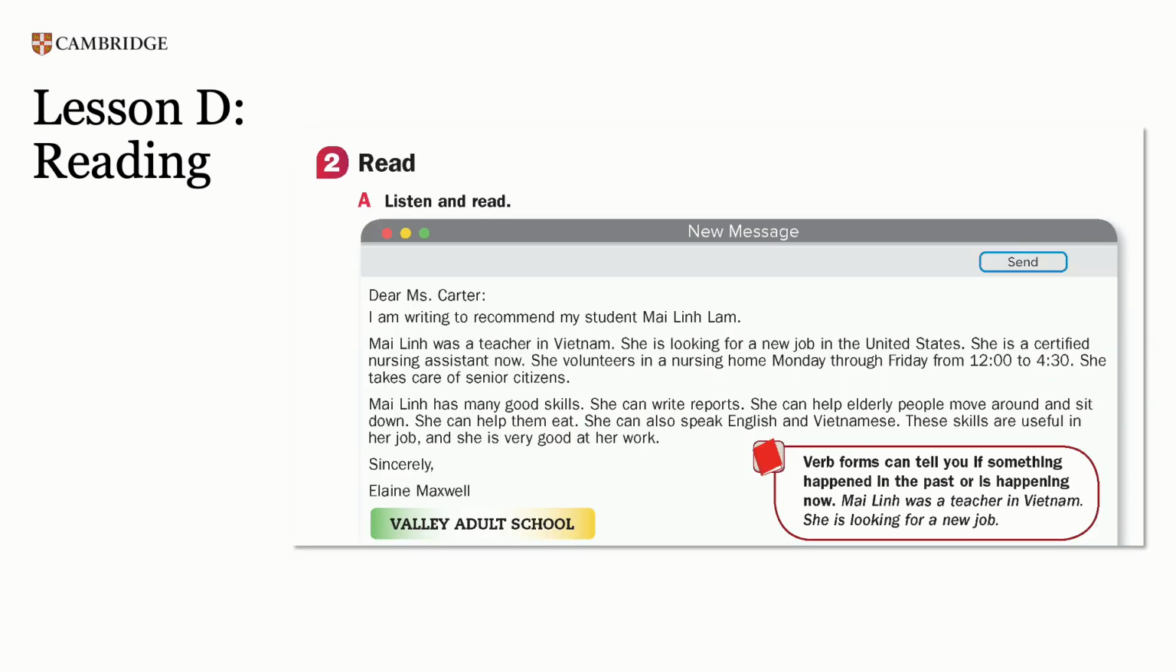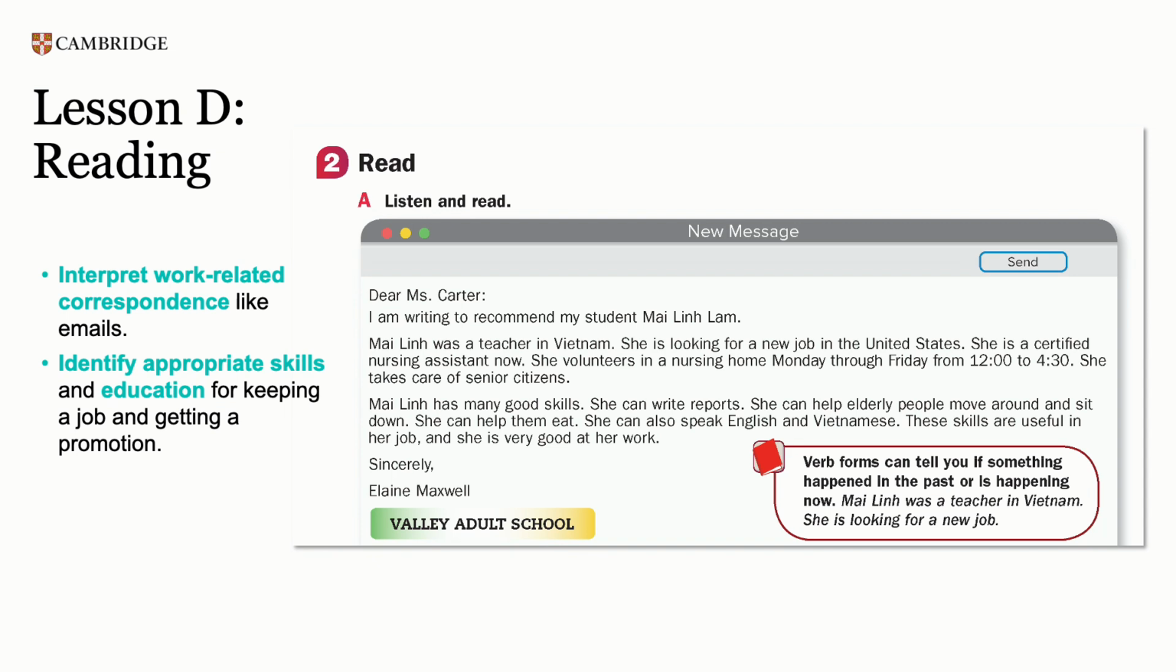Here, students meet someone looking for a new job and read an email of recommendation. 2 more employment competencies are practiced here: interpreting work-related correspondence like emails and identifying appropriate skills and education for keeping a job and getting a promotion.